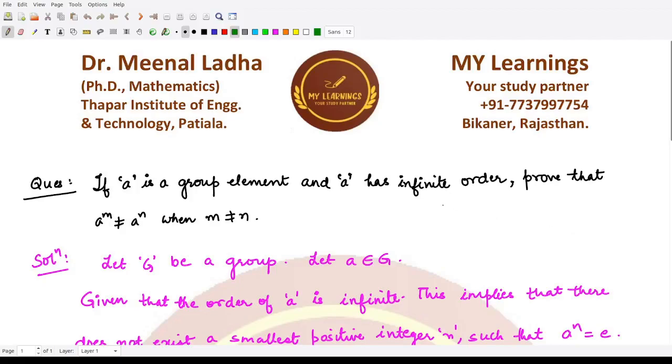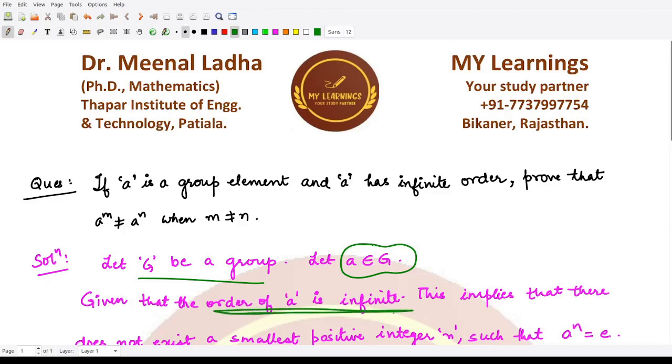In this video, let's see this question which states that if A is a group element and A has infinite order, then we need to prove that A raised to power m is not equal to A raised to power n whenever m is not equal to n, right? Now we are given G as some group, right? Let's take some element A from it. Now we are given that the order of A is infinite.